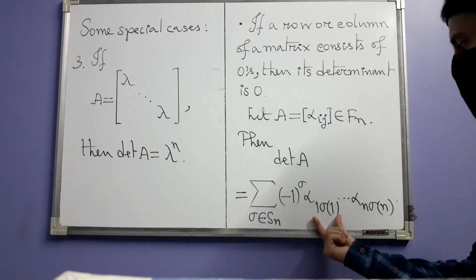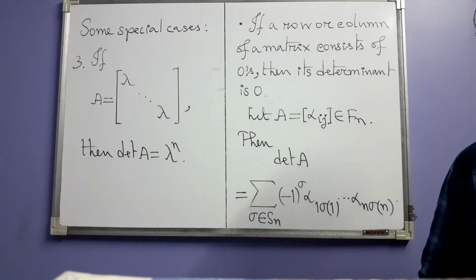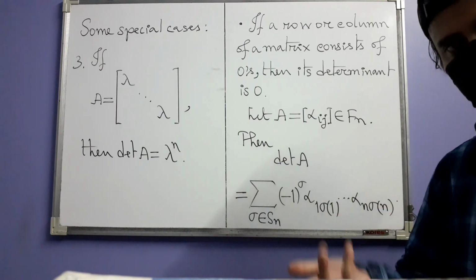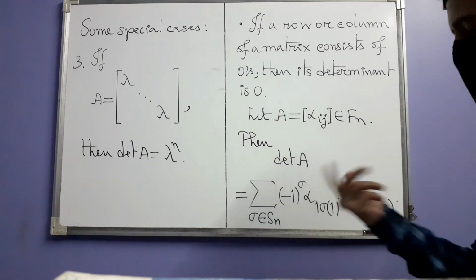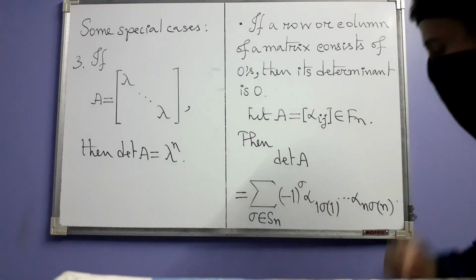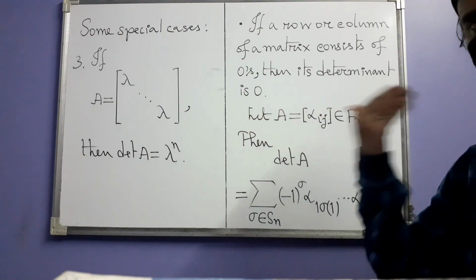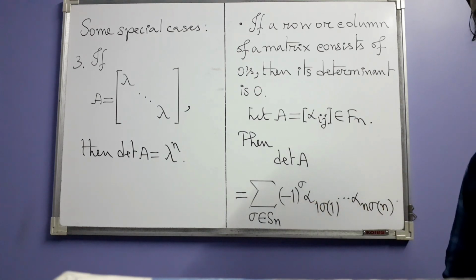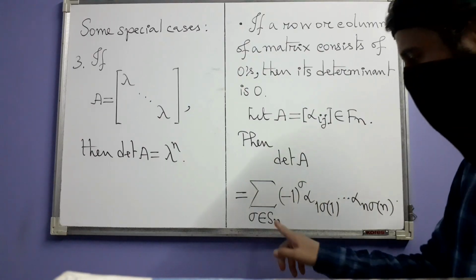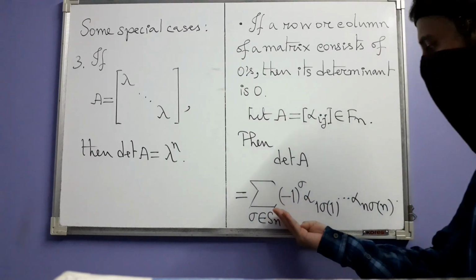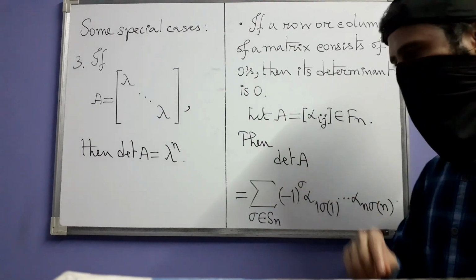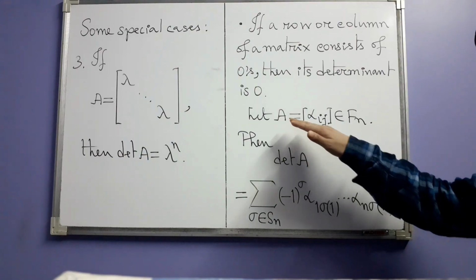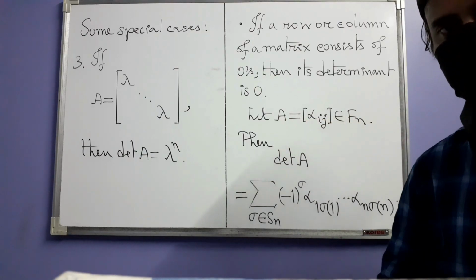You look at the first term, alpha 1 sigma 1. Now no matter what sigma is, whether sigma of 1 is 2 or 3, it can be anything, depending on sigma, this is 0. Why? Because all the entries in the first row are 0. So that means this term is 0, but sigma was any arbitrarily chosen element from Sn. So that's how all the terms of this sum are 0 and you get the determinant value as 0. That is if the first row consists of only zeros.